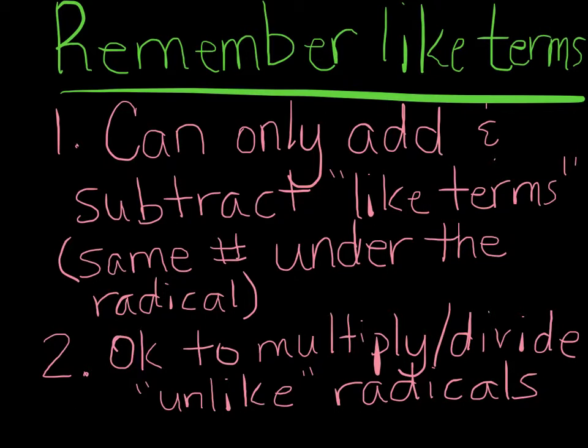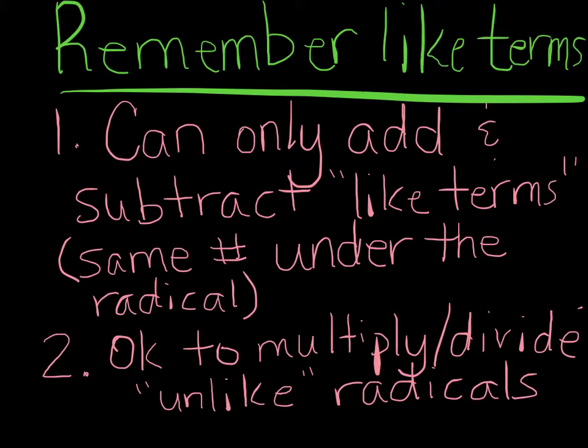A couple key things that you want to remember when you're performing operations with radicals. It's kind of like terms when we talked about in algebra before. The big thing to remember is you can only add and subtract like terms. So when we're talking about radicals, you have to have the same number underneath the radical in order to add and subtract, and I'll show you a couple examples like that.